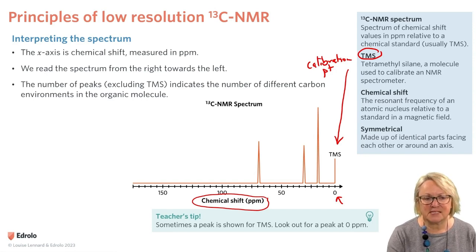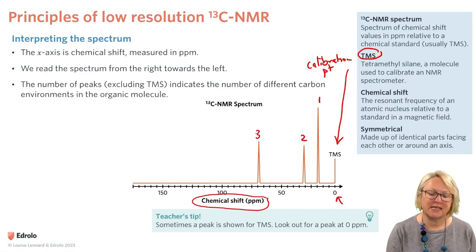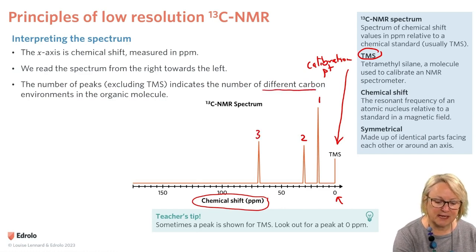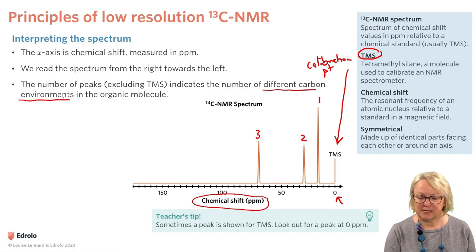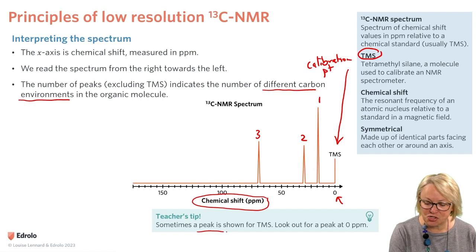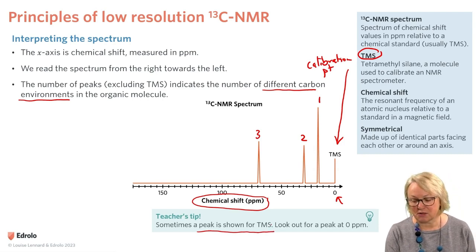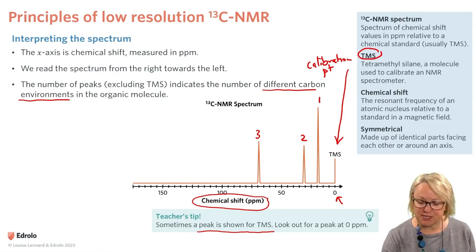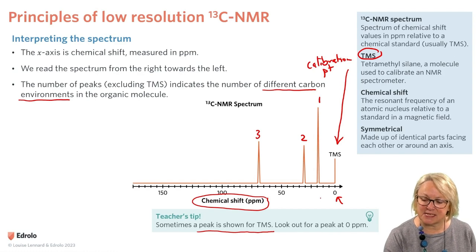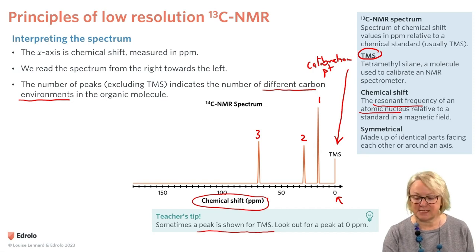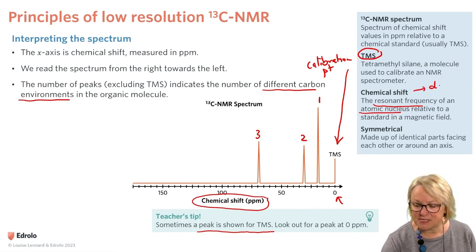The number of peaks, excluding TMS, and we've got here 1, 2, 3 peaks, indicates the number of different carbon environments, non-equivalent carbon environments in the organic molecule. And that's the first bit of information that we want to look at. Sometimes the peak is shown for TMS, other times it's not. So don't count the peak at 0 part per million. The chemical shift, which is the x-axis, is the resonant frequency of an atomic nucleus relative to a standard, and we can compare these with values in the data book.